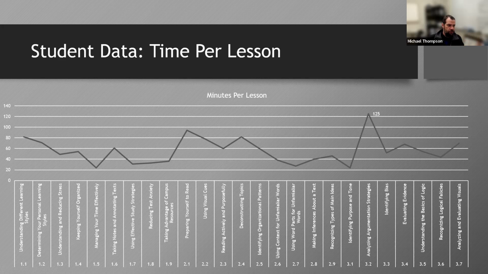Well, here it is, you're looking at it here. By lesson, I found this very interesting. We added up, and as you can see, 3.2, the argumentation strategies, was the big one, and we were looking at it typically taking students a couple of hours when we tracked this data. And you can see that there were some lessons, like managing your time effectively. They must have managed their time effectively for that lesson because it didn't take long. So I thought this was a very interesting chart. This is like our first 75 students or so.